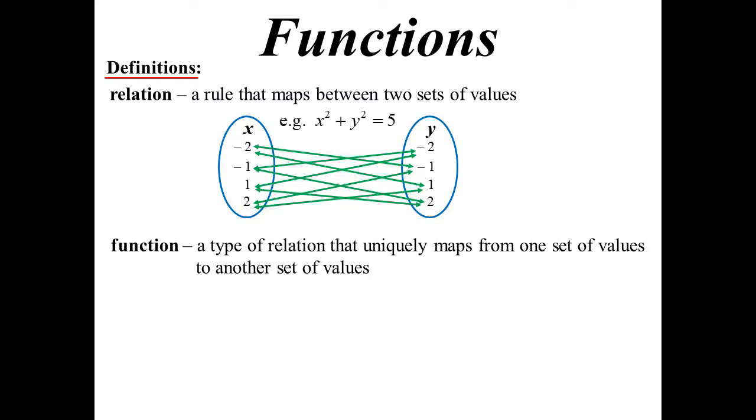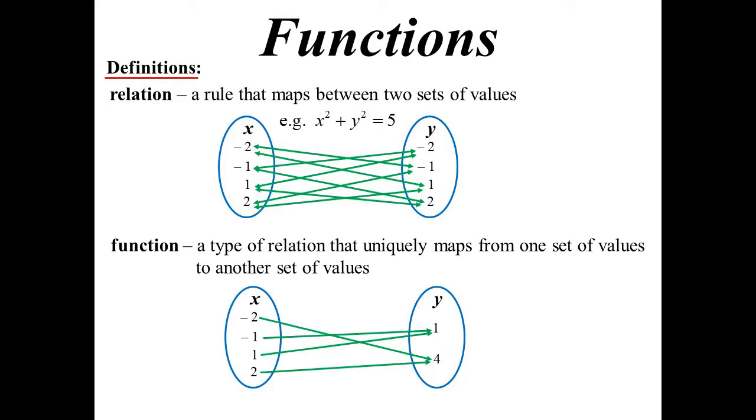Now, a function is a very special type of relation because it uniquely maps from a set of values to another set of values. Something like that. See, it's unique. Each x value only goes to one particular y value. Sure, multiple x values can go to the same y value, that's fine. But it's the x values mapping uniquely. That particular one, y equals x squared.